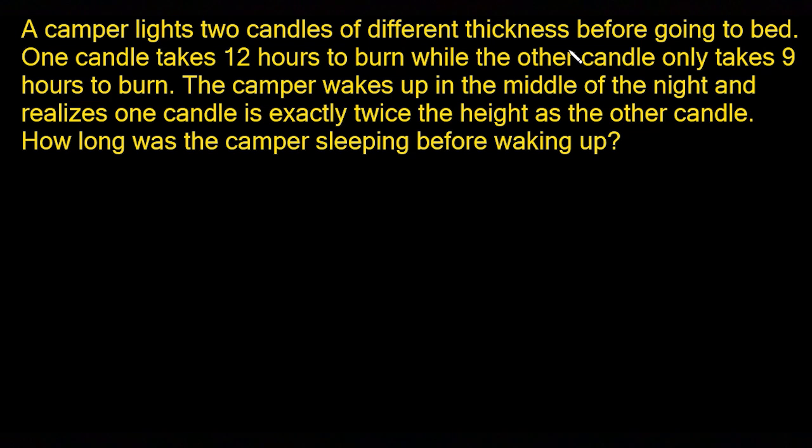Okay, so in this example here, we have more of a challenging type of algebra problem. So let's go ahead and read it and then we'll talk about how we're going to set it up. It says a camper lights 2 candles of different thickness before going to bed. One candle takes 12 hours to burn while the other candle only takes 9 hours to burn. The camper wakes up in the middle of the night and realizes one candle is exactly twice the height as the other candle. How long was the camper sleeping before waking up?